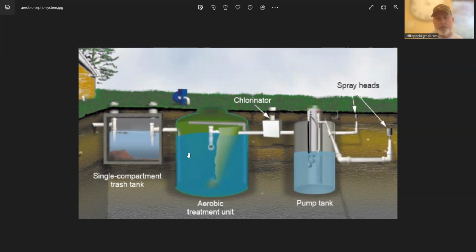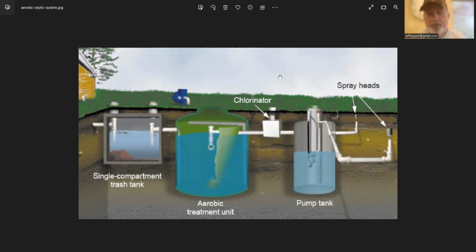And then the brown water flows over into this aerobic treatment unit. And this is where air is introduced to the bacteria, which helps the bacteria grow faster and break it down a little bit quicker. So it just separates a little bit more solid out of it. And so then the semi-treated water goes through a chlorinator to treat it a little bit more in preparation for it to flow to the pump tank. Now, this tank is going to have a pump in it that is operated by a float. As water gets up to a certain level in the tank, the pump kicks on. And in this case, it's ejecting that treated water out through spray heads.